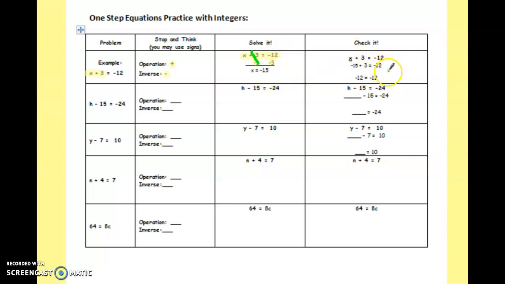And this last box, we're just going to plug our answer in where the variable is and make sure that we are correct. So again, here's my original problem here at the top. I'm going to take out the x. I'm plugging in a negative 15. Performing the operation here on the left, negative 15 plus 3 is negative 12. That does indeed equal negative 12. So check, our answer is correct.